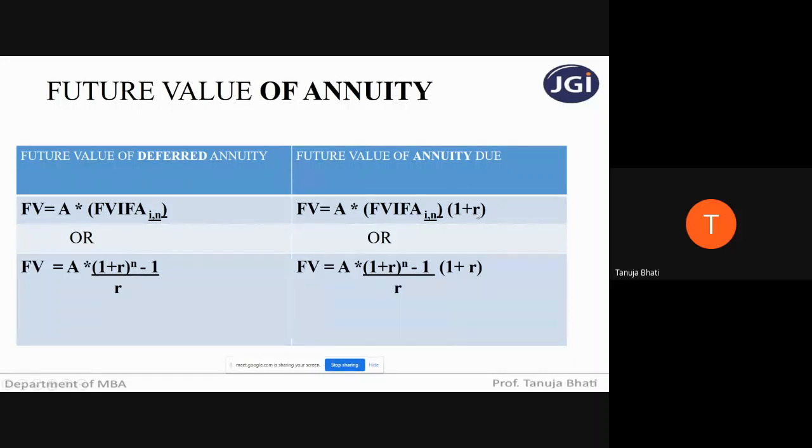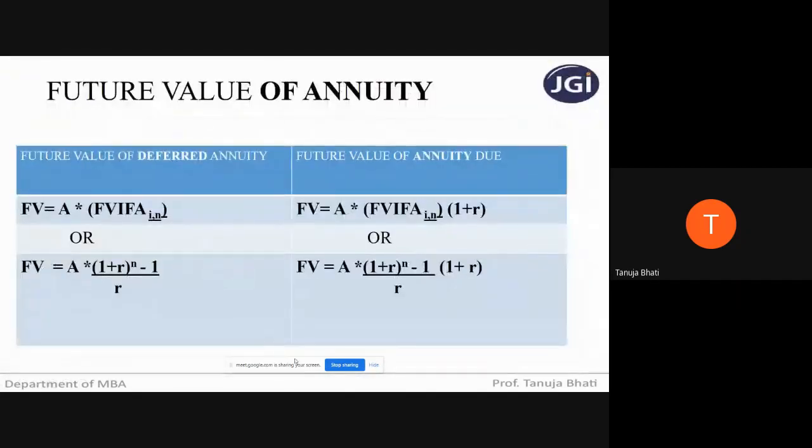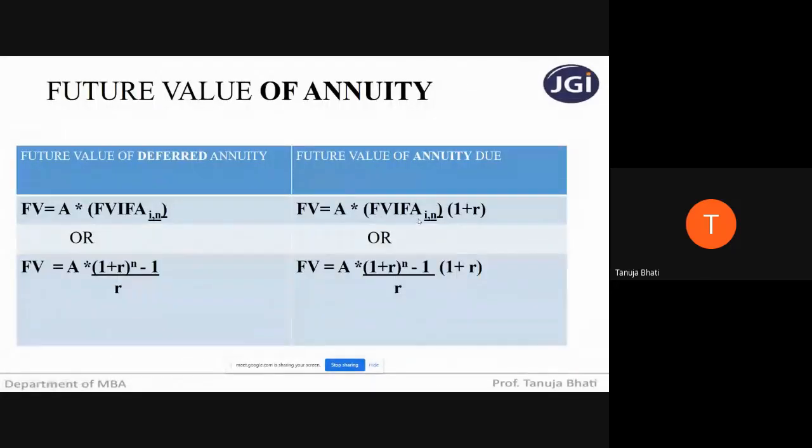So continuing with the example, it is 15,000 into 6.105, the value we got. To that value, you just add 1 plus R, depending on whatever the rate of interest is. This is the formula to calculate future value of annuity due. Now, either you can use this formula, or if the future value factor of an annuity due is not available, that is, tables are not available, you can substitute the table value by this formula. You will get the same value as in the table.